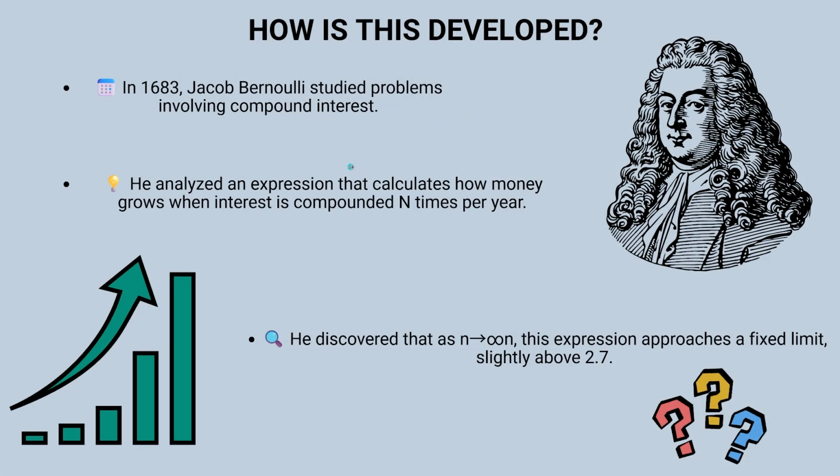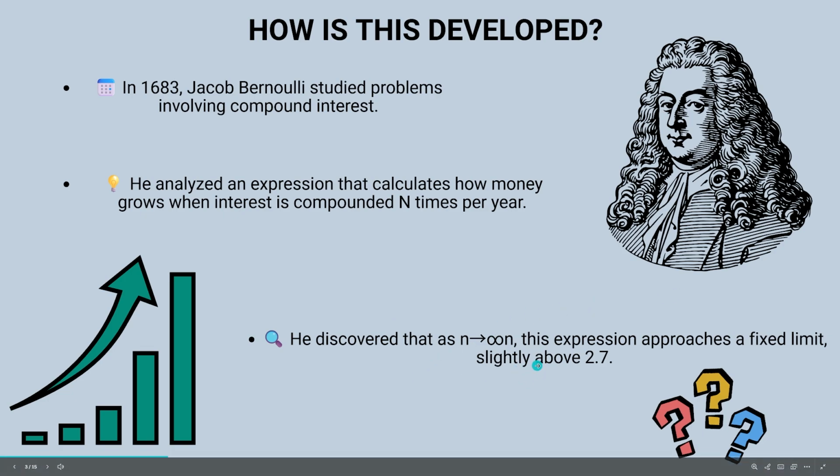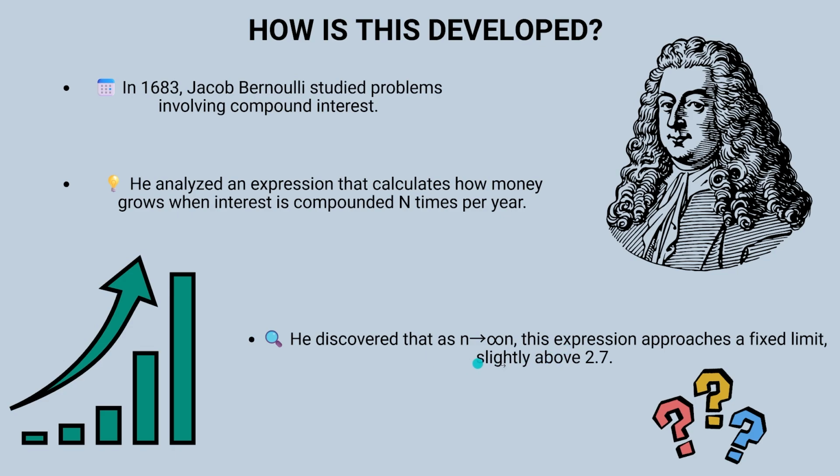So it first began in the year 1683. This guy named Jacob Bernoulli studied a problem involving compound interest, so money compounding over time, basically. He analyzed an expression, and we're gonna take a look at the expression in a moment. This expression calculates how much money grows when interest is compounded a number of times per year. He discovered that as the number approaches infinity, this expression approaches a fixed limit, which is slightly above 2.7.